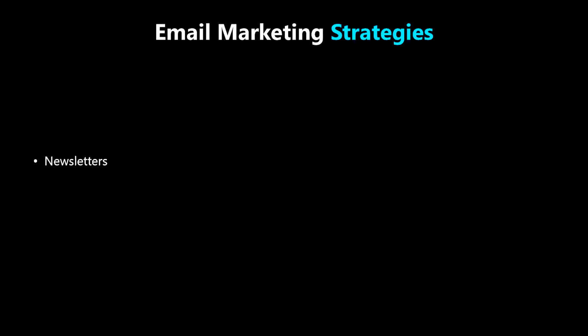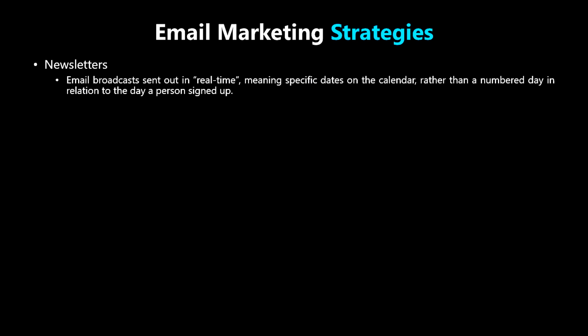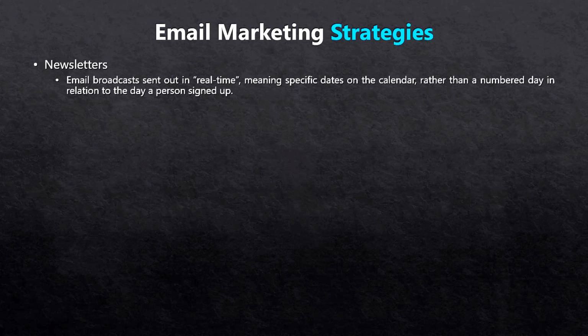First up, newsletters. Newsletters are one of the oldest types of marketing models, both in the case of print mail and email. Basically, you send out broadcasts to your list in real time to notify them of offers, promotions, events, and any kind of updates. By real time, we mean specific dates on a calendar rather than X number of days after subscribing.